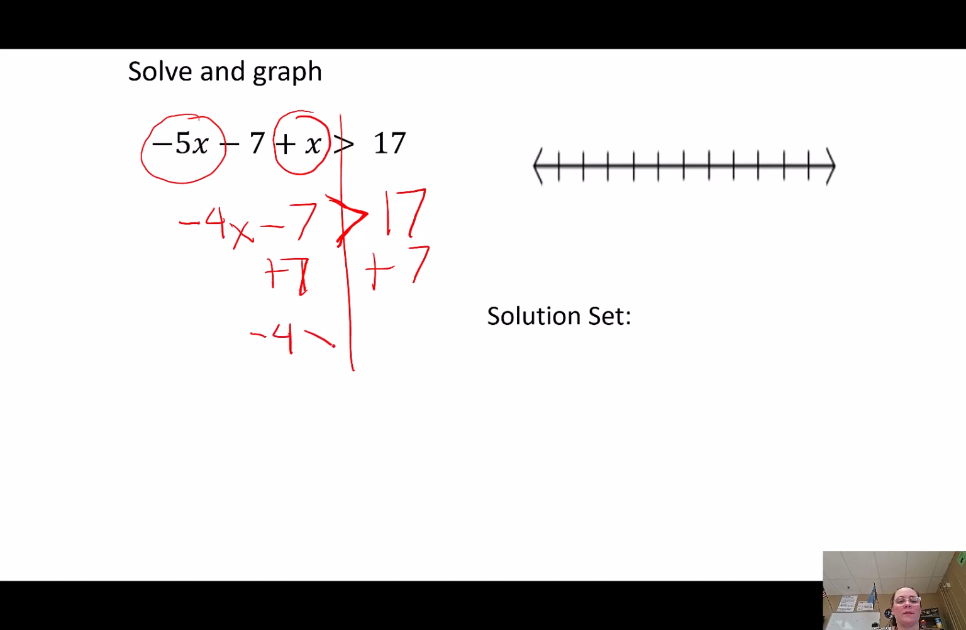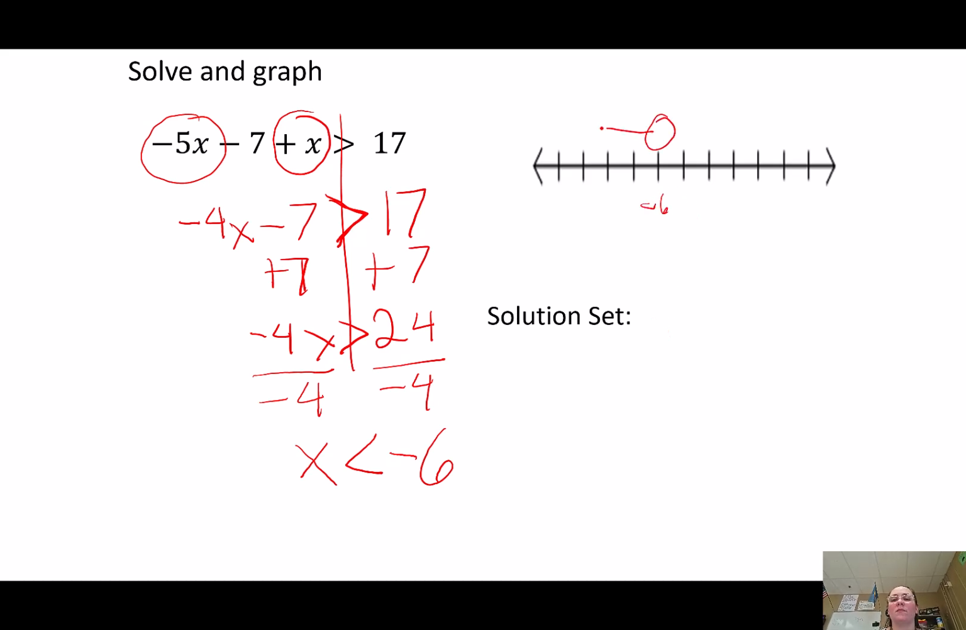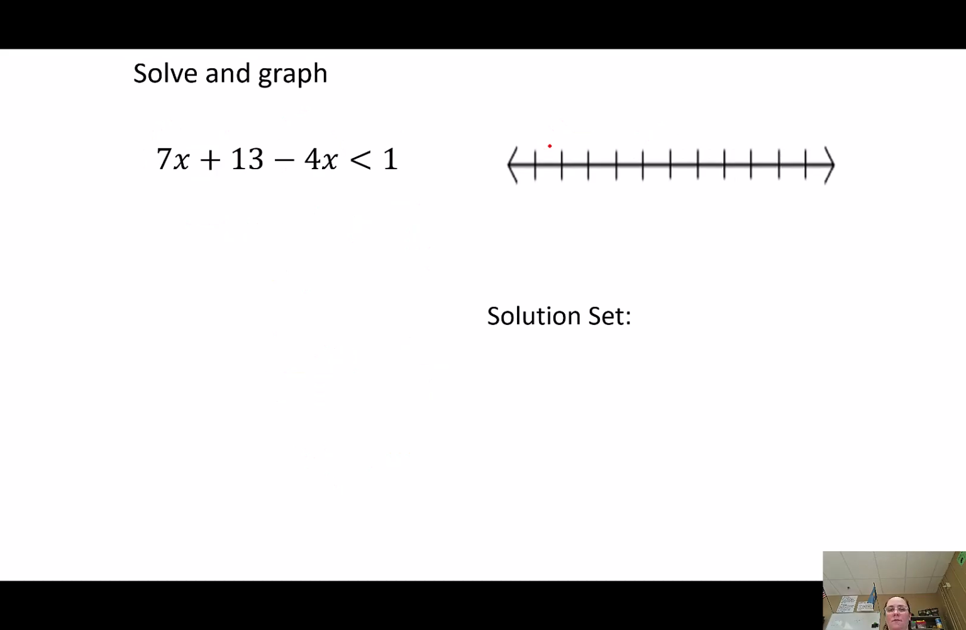So negative 4x is greater than, well, 17 plus 7 is 24. Then the last step I need to do is divide by a negative 4. Since I'm dividing by a negative 4, I flip that inequality sign. So 24 divided by negative 4 is negative 6. So at negative 6, we're going to have an open circle, and I'm shading to the left because it's less than. Okay, I want you to solve this one on your own.